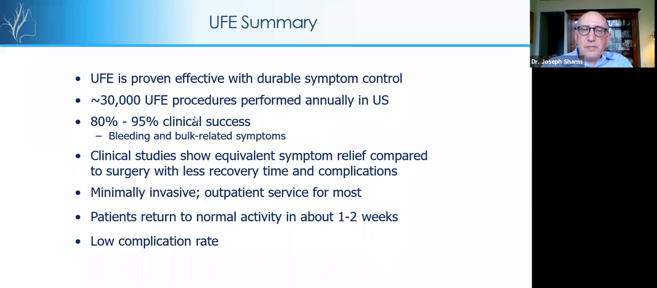Okay, so let's just summarize. Uterine fibroid embolization is a proven effective method to treat symptomatic uterine fibroids. About 30,000 of these procedures are performed annually in the United States. As we said, between 80 to 95% clinical success, a little bit better for bleeding symptoms and a little bit less for bulk-related symptoms. Clinical studies show equivalent symptom relief compared to surgery with less recovery time and complications.